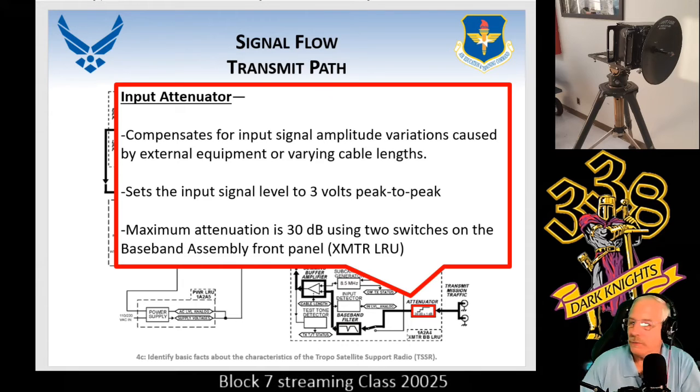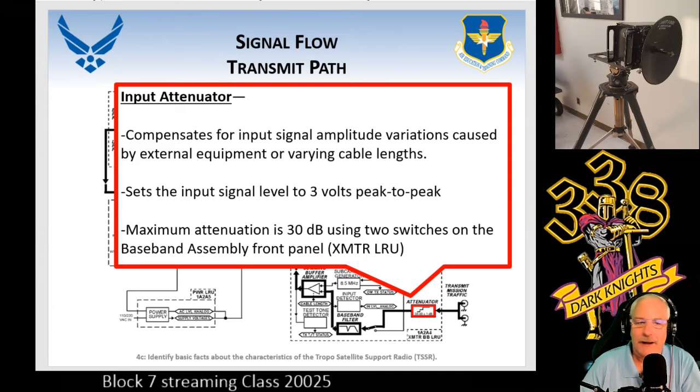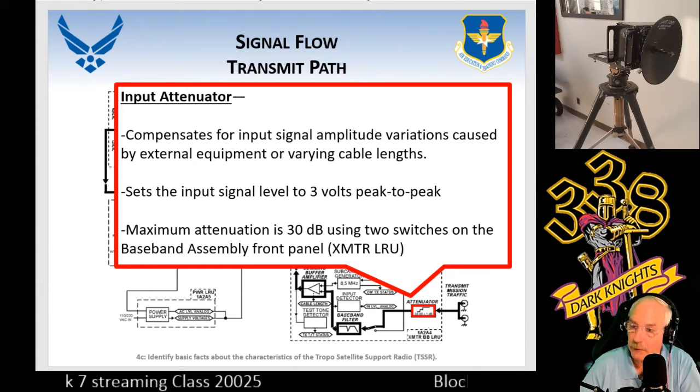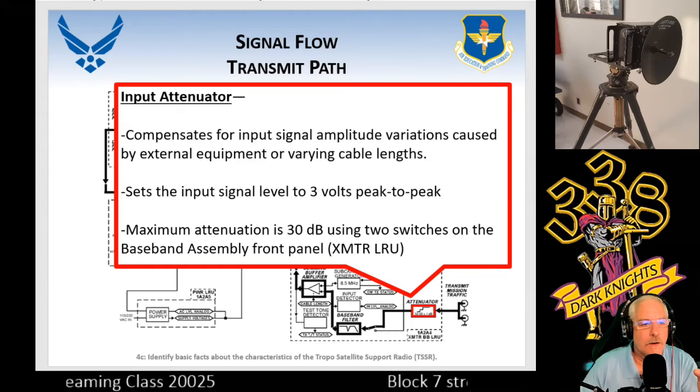The other part of this, the reason why, is we want 3 volts peak to peak, and that's to drive the modulation on this signal at an even rate. The Tisser likes 3 volts peak to peak. It does not like the 5 volts peak to peak, which is probably what the multiplexer is putting out. So we use that attenuator to bring it down.